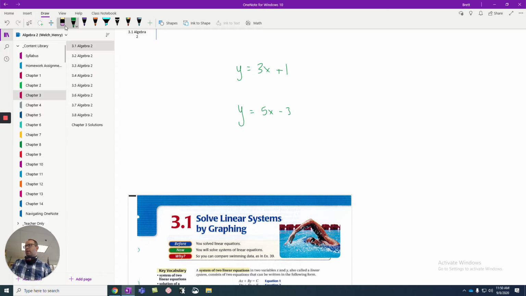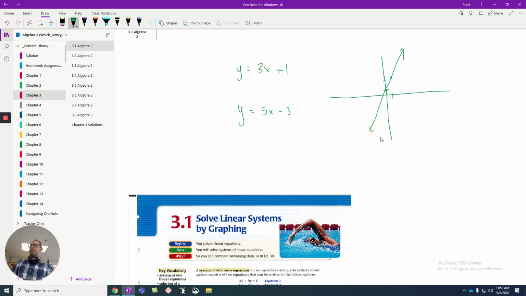So the first thing we want to do is try to create a graph of this. I'm going to graph this first line by going up to 1, putting a dot, and then the slope says to go up 3 and over 1. So I'm going to go up 3 more, over 1, put a dot right there at 1, 4, and then I can connect my dots with my line.